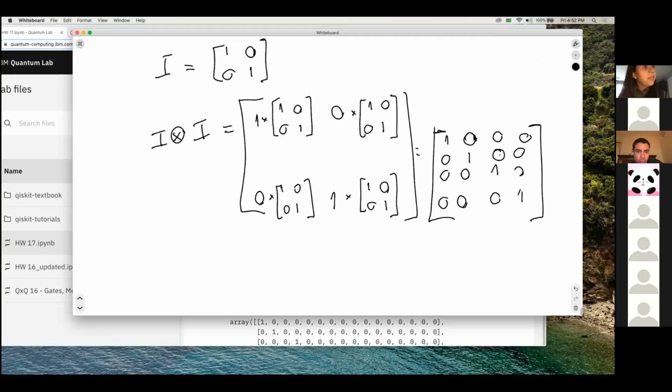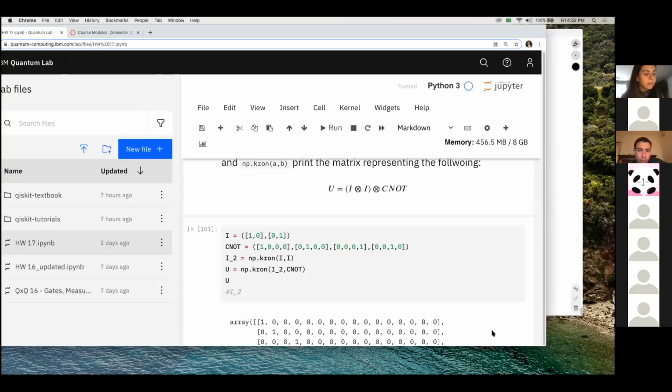Here you mean in Python, or when you're working with stuff? Well, for example, U equals I tensor product I, and here the I is like a 2 by 2 I or 4 by 4 I. They're all... Yeah, it depends on where you're applying things.